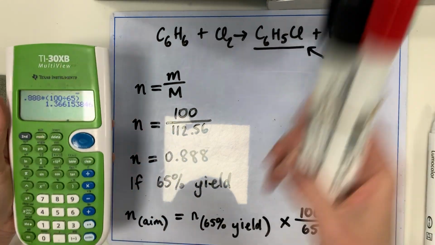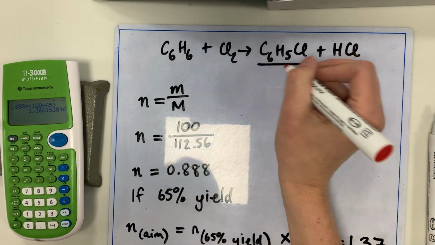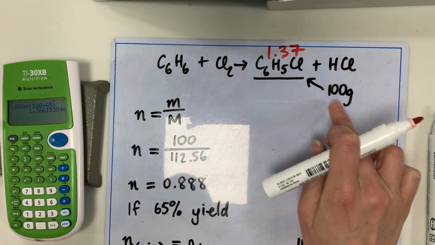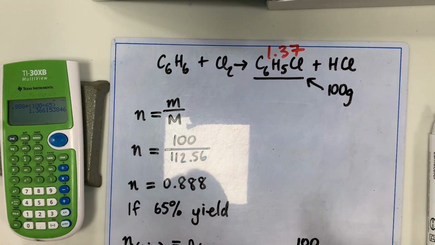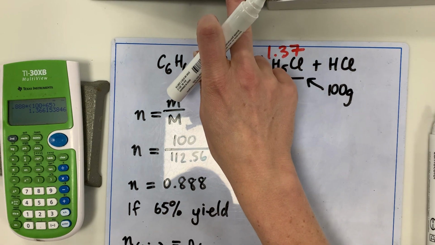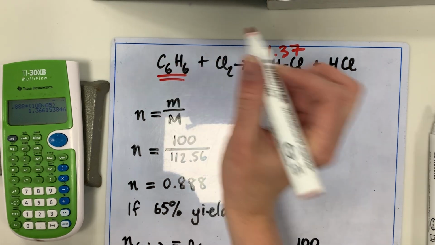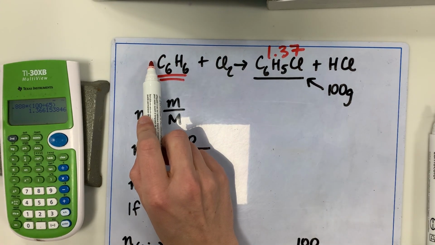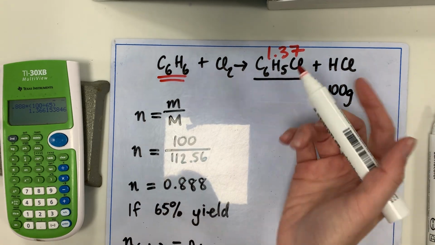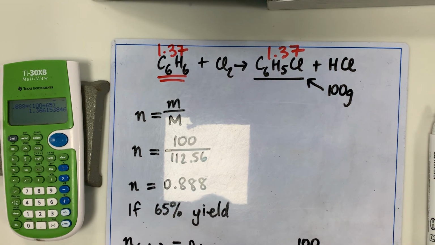If we go back to our equation, we wanted to make 1.37 moles here to be able to achieve 100 grams of it if it's only 65% efficient. Okay, now our ratio. It's asking us the minimum quantity of benzene. So our ratio here, 1 mole of benzene gives us 1 mole of chlorobenzene. So that mole ratio is a nice easy one. That means we need to use 1.37 moles of benzene.